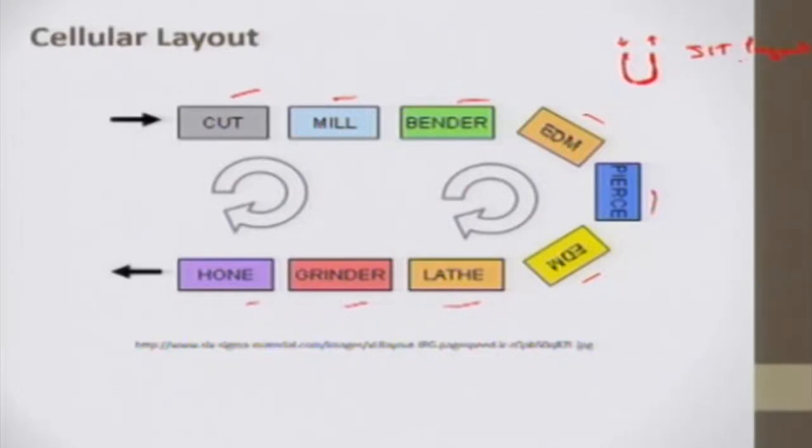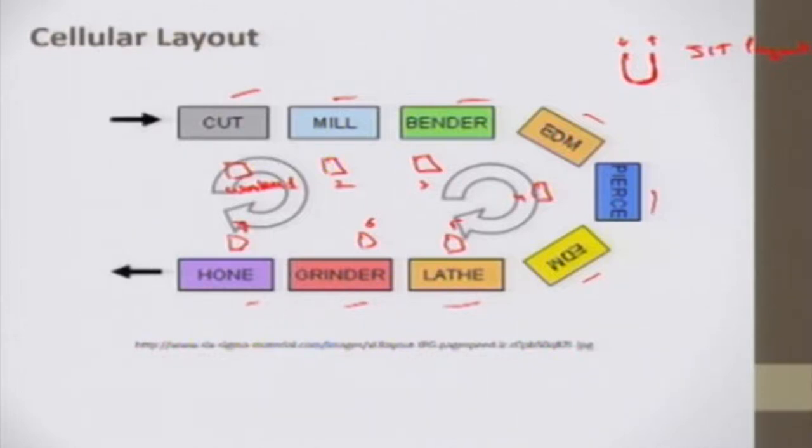So workers are generally placed in the center here. Workers are generally placed here of the U layout. So these are workers. Worker 1, 2, 3, 4, 5, 6, 7. I have put so many workers here, but in a real time situation, there would be not more than 2 or 3 workers that would be working here.